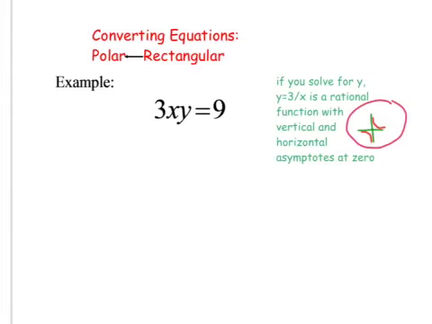Now, like the last one, I'm going to go ahead and do my substitution. X is going to be r cosine theta, y is going to be r sine theta. So I'm going to have, actually before I do that, let's divide both sides by 3 to find x times y equals 3. That's just going to simplify matters just a bit. Next, I'll replace the r cosine theta and the r sine theta. So we have r cosine theta times r sine theta.